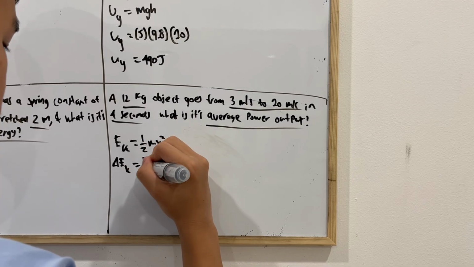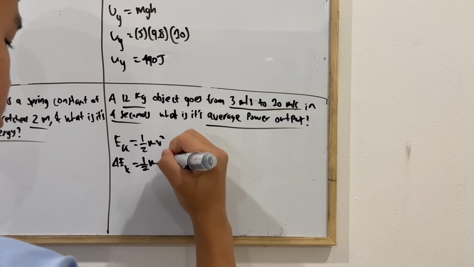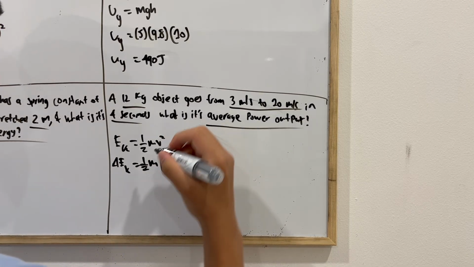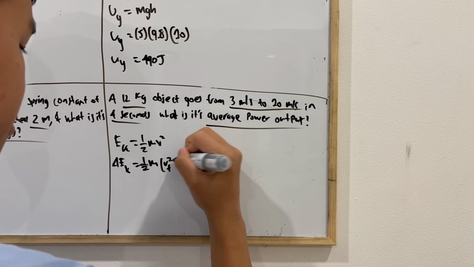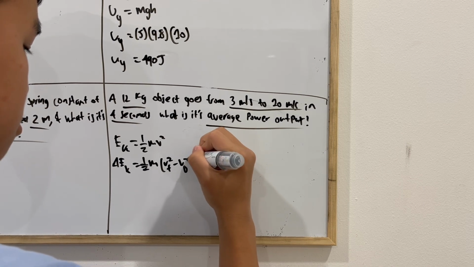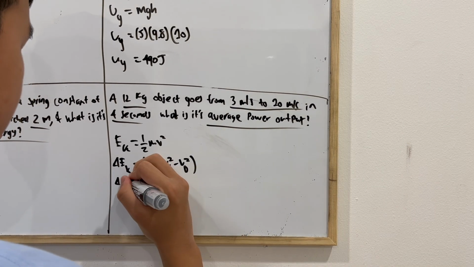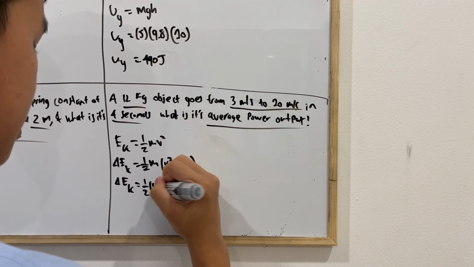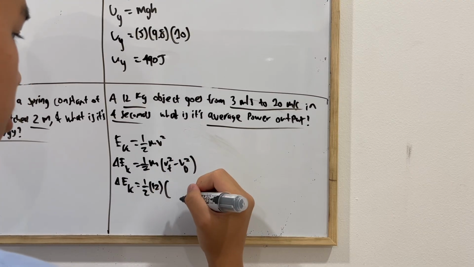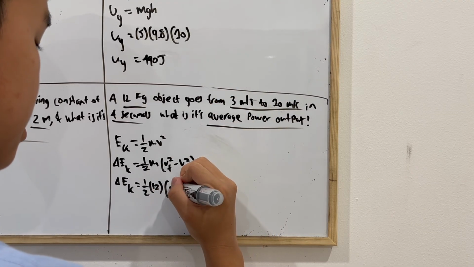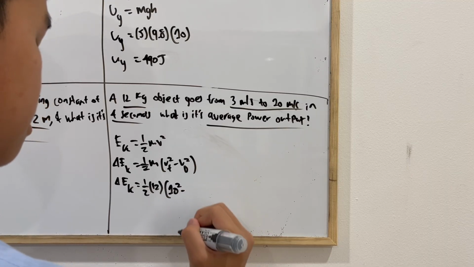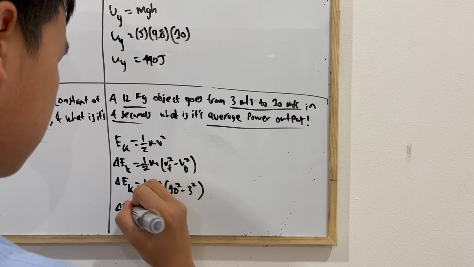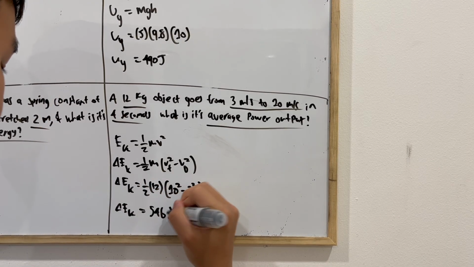It's going to be 1/2 m, because mass is a constant, and this is going to be the part that changes, our velocity. It's going to be our velocity final squared minus our velocity initial squared as well. Let's just plug in our values. We have our kinetic energy equals 1/2, our mass is 12 kilograms, and our final velocity is 10 squared minus our initial velocity, which is 3 squared. So this is going to come out to 546 joules.